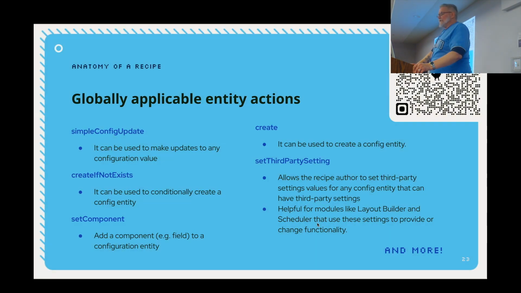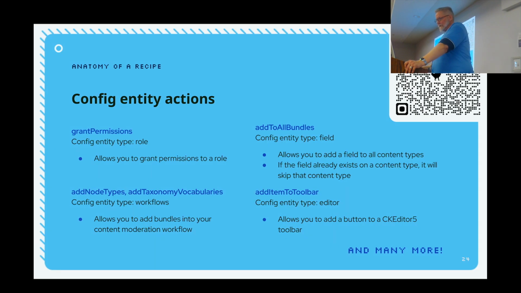It's worth pointing out that there are really sort of 2 major classifications for config actions. So there are sort of global ones that you can use to update any kind of configuration. So simple config update is one we just saw. Create if not exists is another pretty common one. Also set component and set third-party setting are ones that are pretty popular in the wild. This QR code will take you to a listing in the documentation page, and I will also make the slides available at the end as well.